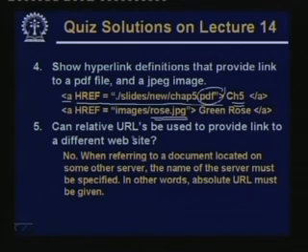Next question: can a relative URL be used to provide a link to a different website? No, a relative URL is used only when referring to the same website. That is why relative addressing is possible. So, when you are referring to a document on some other web server, the name of the server must also be mentioned, which means you need an absolute URL. Otherwise, how will you tell which server you want to refer to? You need to give the entire path. Okay.